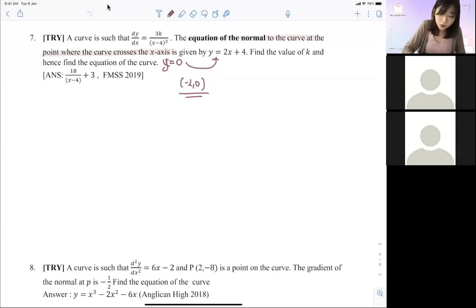Okay, so if this is the normal, and the gradient of the normal is 2, then the gradient of the tangent is minus half, right? Okay, Dylan, well done for 7. Now one more.